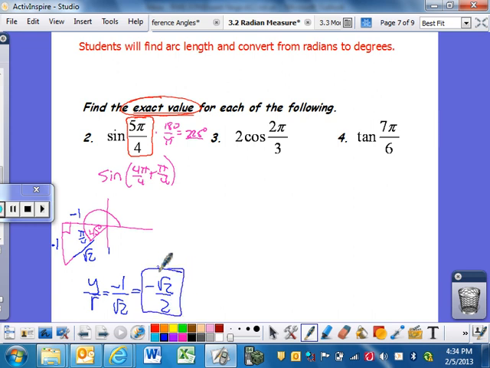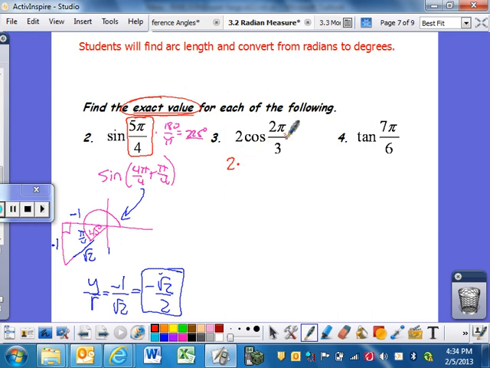You dumping that into your calculator and giving me a decimal is going to earn you absolutely 0 points on a quiz or a test. I'm going to want you to make me a picture and give me the exact answer. Okay? Likewise, on this next one, it's 2 times whatever the cosine of 2 pi over 3 is.